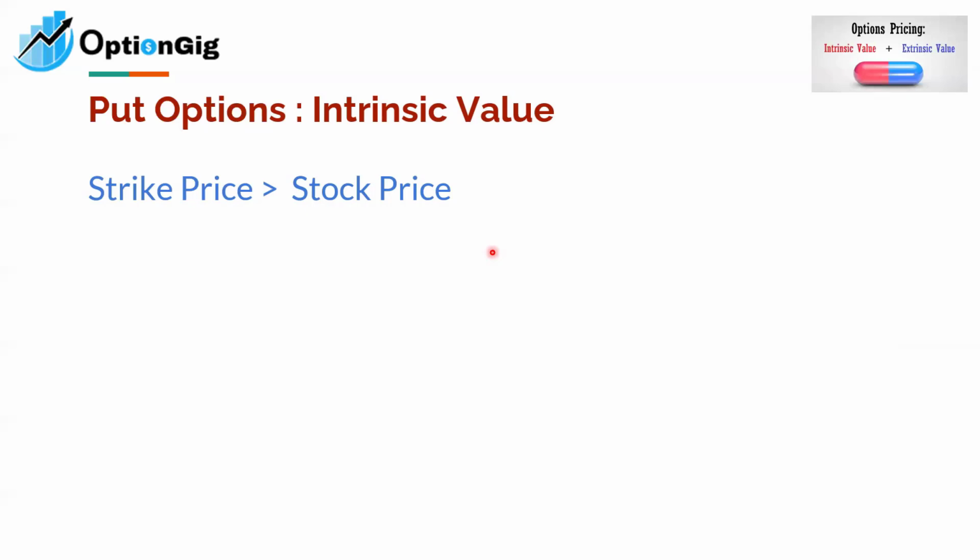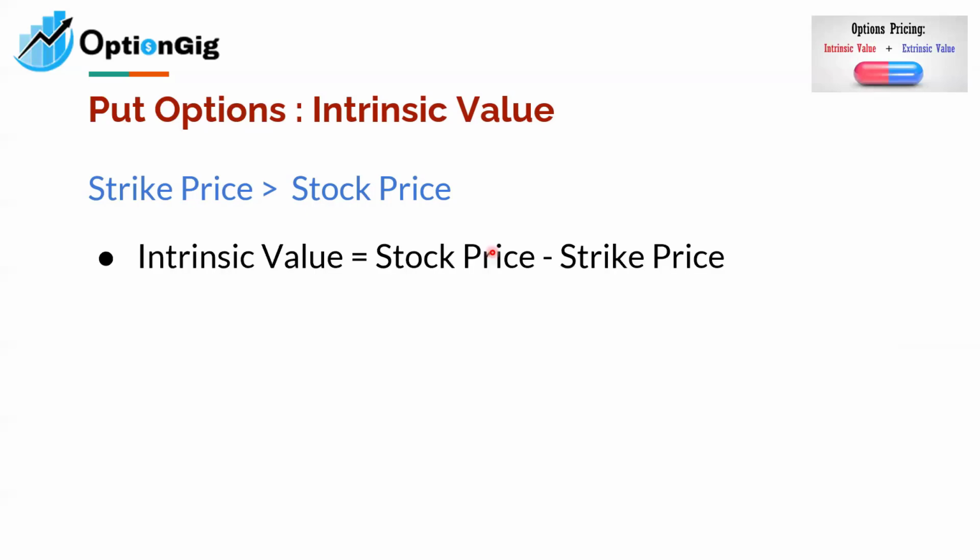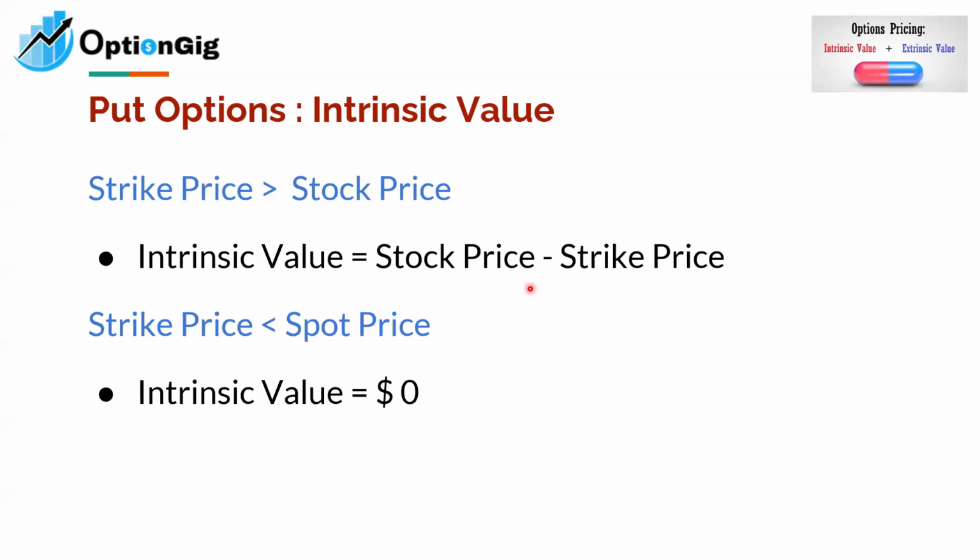So intrinsic value will be the difference between the strike price and the stock price, not this one. So a little typo here, it will be the difference between your strike price and stock price, because the strike price is higher. And if it is less than the stock price, intrinsic value is 0. This is the reverse of a call option.